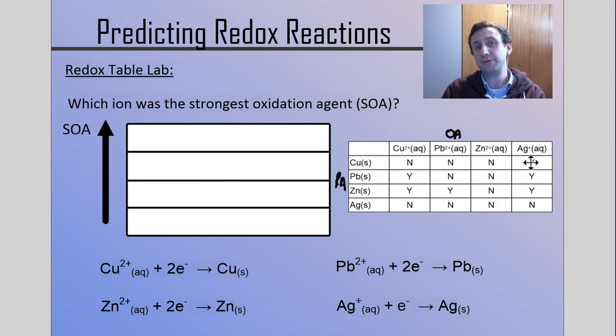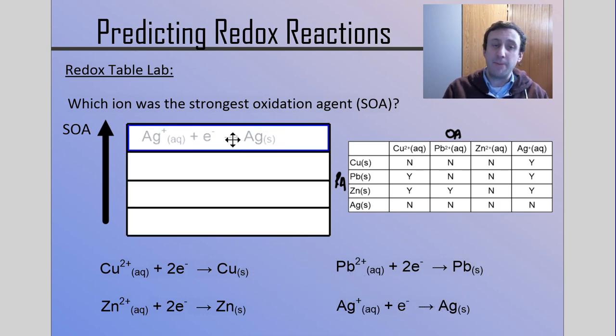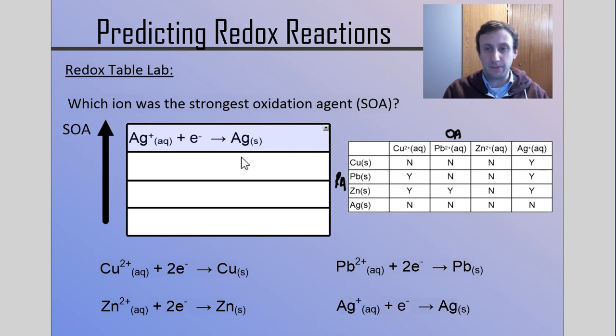So if I were to put half reactions in order from strongest to weakest, I would put the silver at the very top because it is the strongest oxidizing agent. So this is the strongest reduction half reaction that I have. The next one, number 2, would be copper-2. It is the second strongest reduction half reaction that I have.